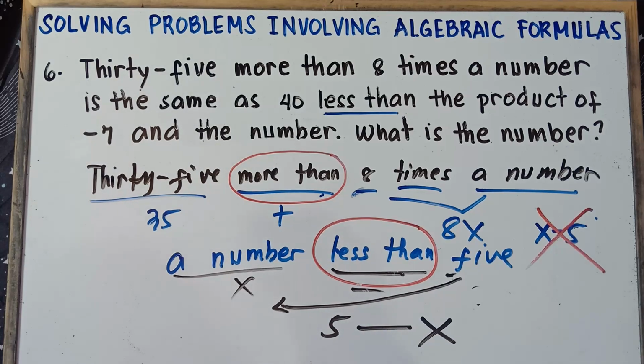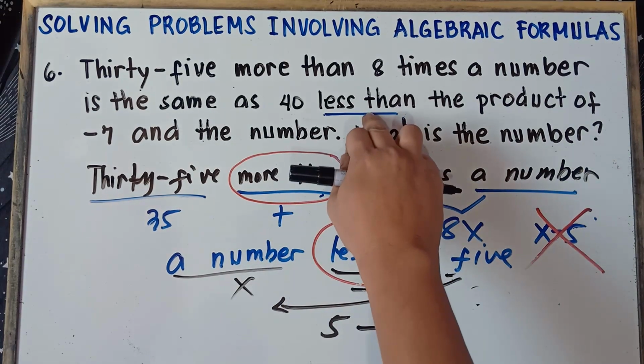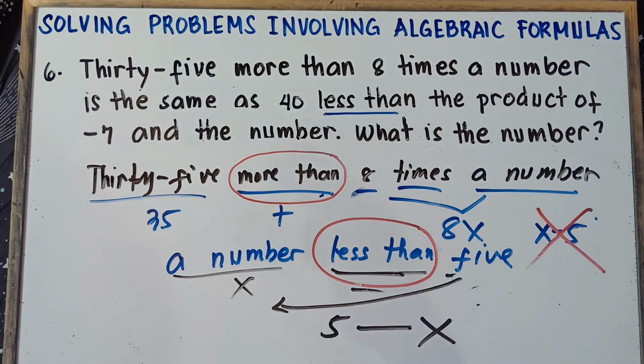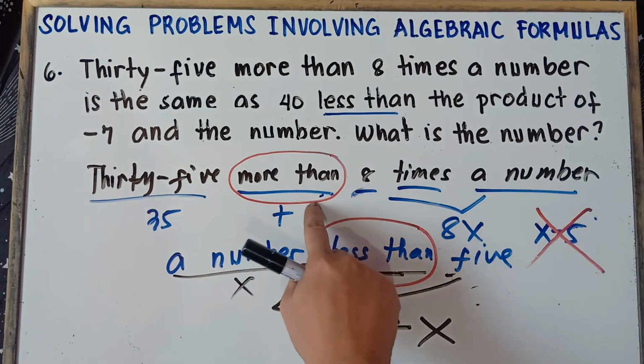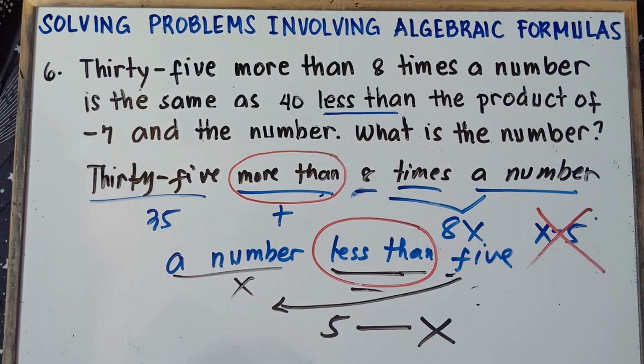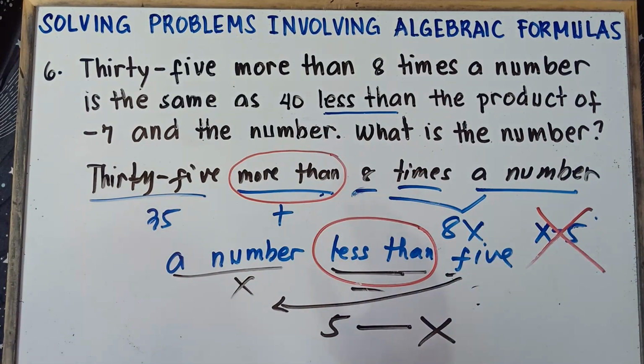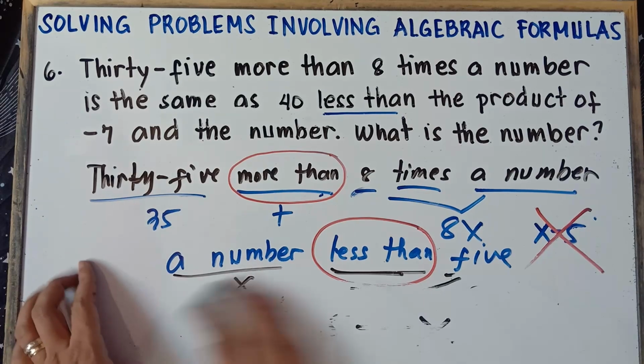That's why, class, if you have this word more than, less than, just think of it this way, class. You do it reverse. Just speak it simple, class. You do it reverse if you have this word more than and then less than. Alright, I hope it's clear for you, class, with regards to more than and then less than.